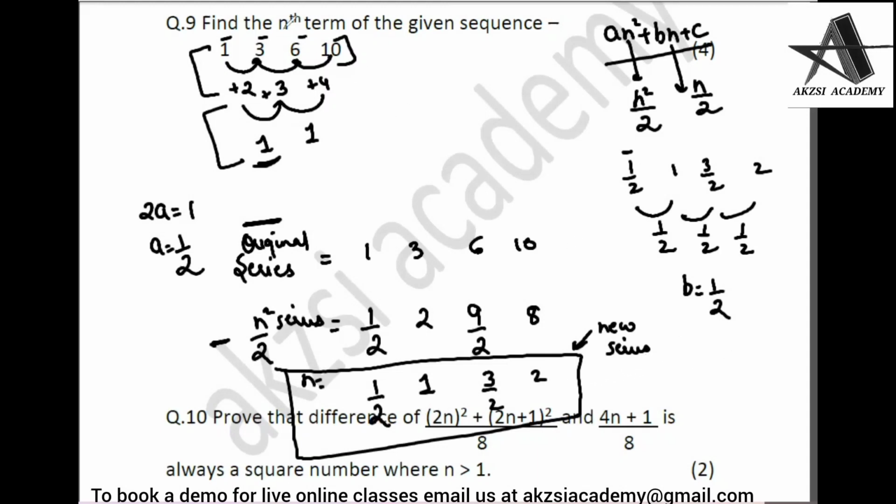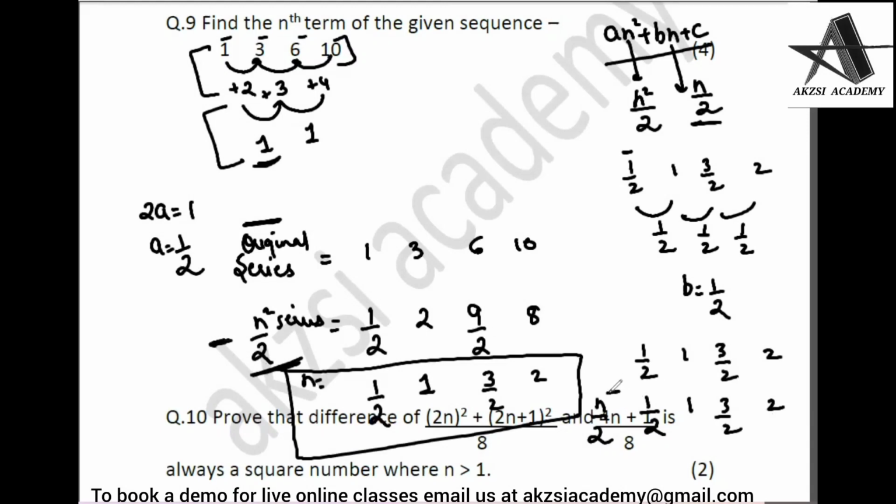So our new original series is half, 1, 3 by 2, 2. Then what we did, we wrote the n squared by 2 series. Now we have to write the n by 2 series. We need to put n as 1, 2, 3, 4. When I put n equals 1, it's half. 2, it's 1. 3, it's 3 by 2. 4, it's 2. What we did here, we subtracted.